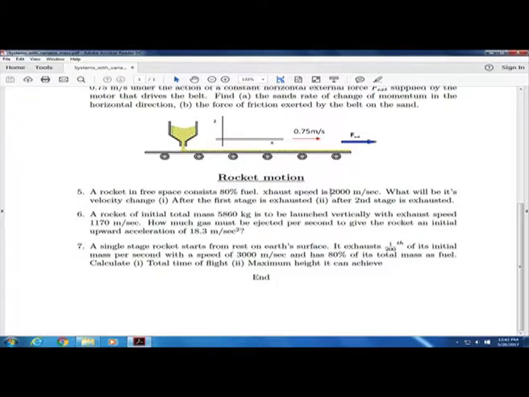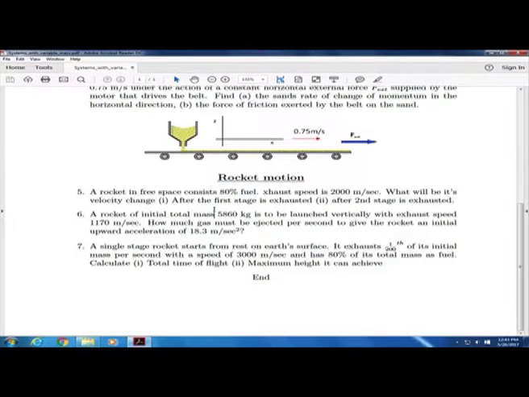Exhaust speed is 2000 meters per second, and what will be its velocity change after the first, it's a small mistake in the statement of the problem. It should be a two-stage rocket. Okay. So it's a two-stage rocket. 80% of the fuel, what will be the, right.